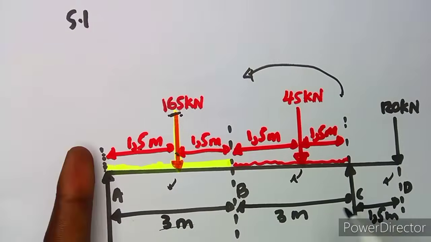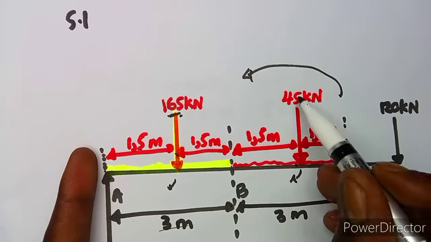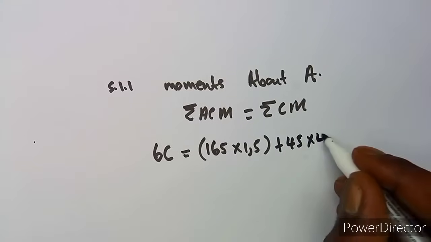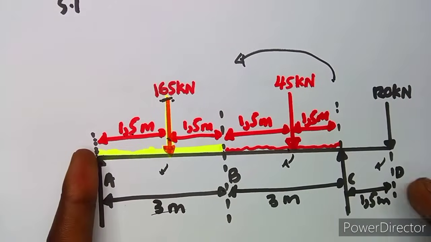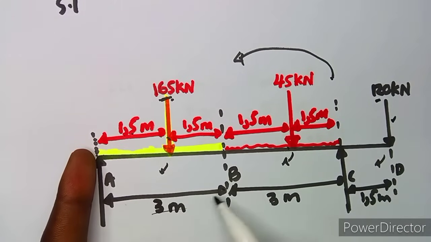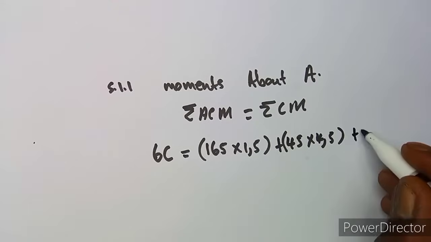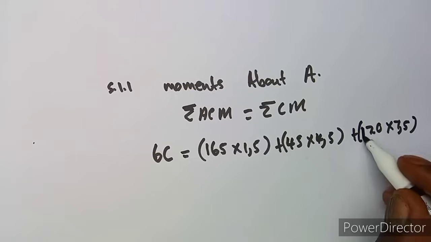Then we move on to this one of 45. Now this is 3 here, from this point A to B is 3. So 3 plus 1.5, which is going to be 4.5. So it's 45 times 4.5. Let's move on to the last one, which is the point load that we are having of 120, and the distance in between here is 3 plus 3, which is 6, then plus this 1.5, which is 7.5. So that's 120 times 7.5. That is what you're going to have as your clockwise moments.